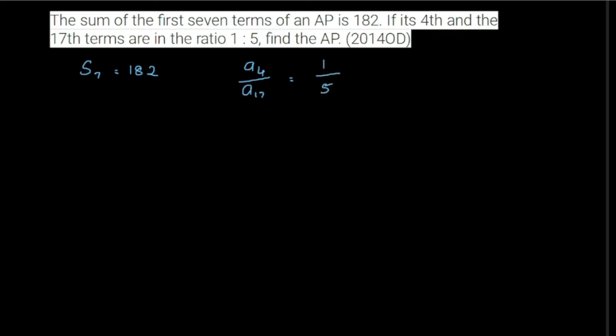Right? These are the two conditions we are given in the question. First one is S7 is equal to 182. Second one is A4 by A17 is equal to 1 by 5, the ratio is 1:5. Now we need to find two equations and solve them. S7 is equal to 182. What is the formula for S7? Sn is equal to n by 2 into 2a plus n minus 1 into d.